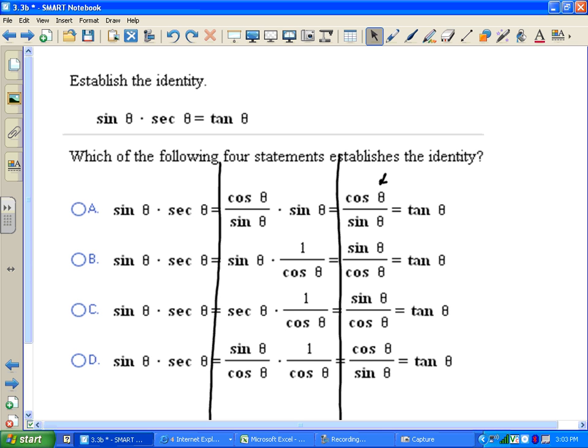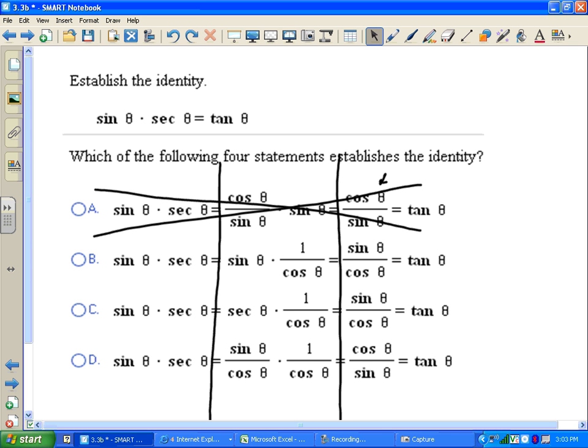Wrong, okay? Think about that. What's tangent of theta? Tangent of theta is sine over cosine, not the other way around. So that last step is wrong. I don't care what they got on the first few steps. That is just simply not going to work.